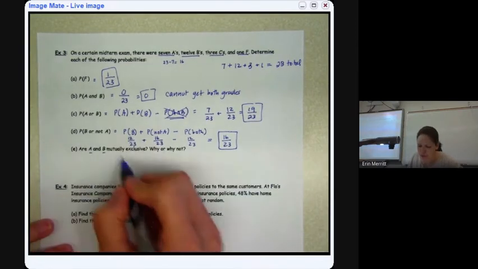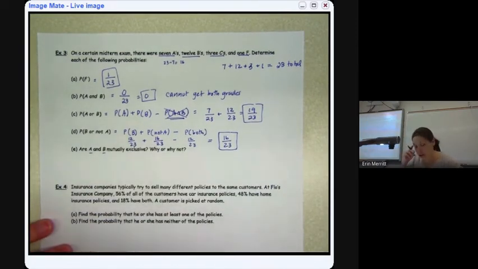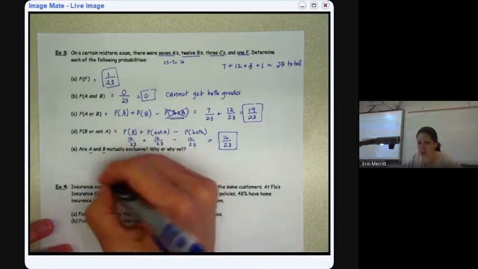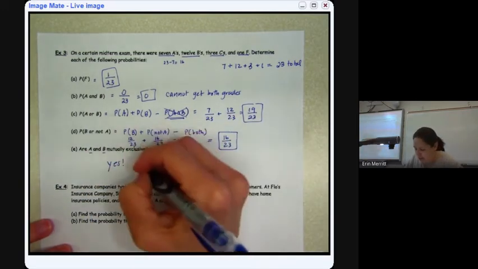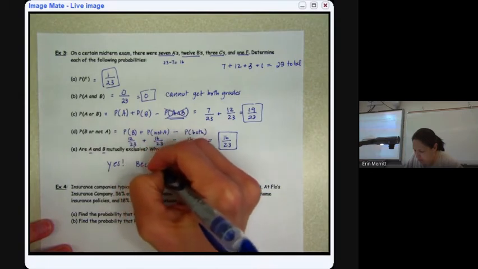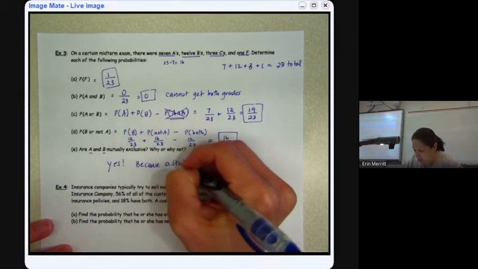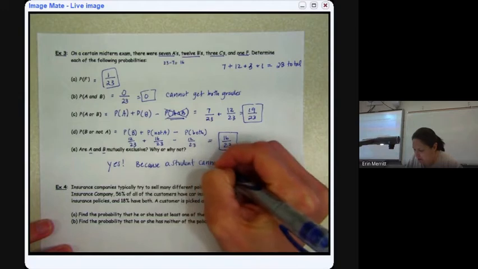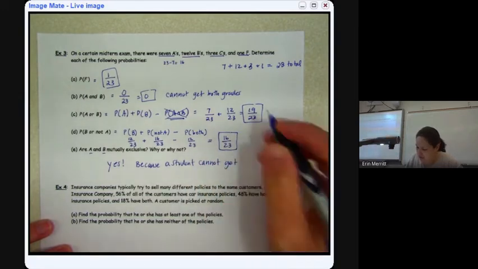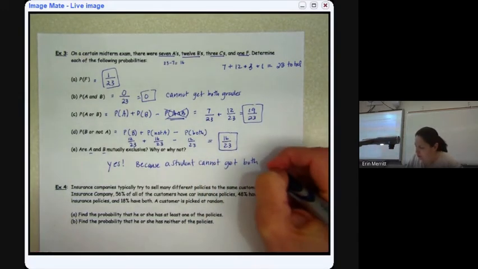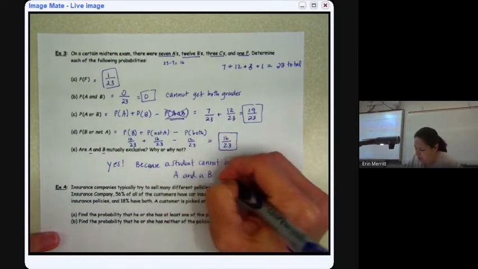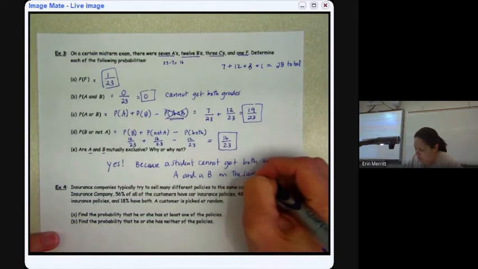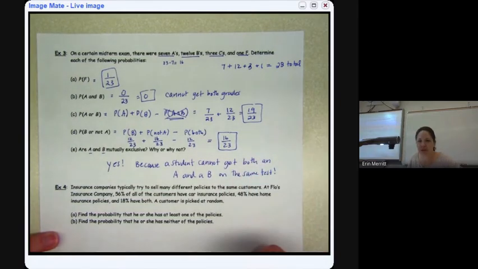All right, last part. Are A and B mutually exclusive? Meaning, are they completely separate, essentially? Well, yeah, they definitely are. And the reason being that a student cannot get both an A and a B on the same test. So there is nothing shared. There is no overlap there.